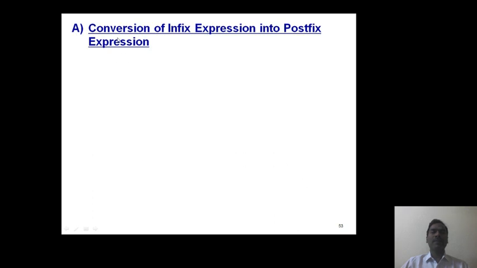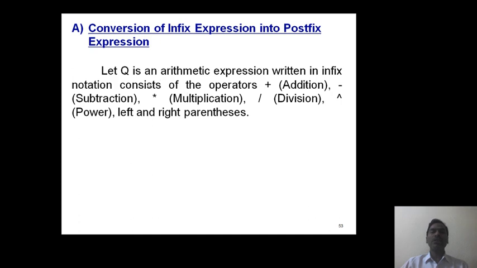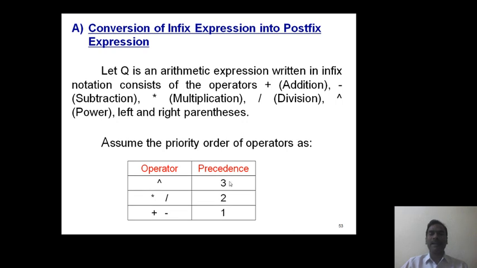Now observe the first stage, conversion of infix expression into postfix expression. Assume Q is an arithmetic expression which consists of operators like plus, minus, asterisk, division and cap symbols. In addition to these operators, left and right parentheses are also available. For these operators, assume the priority order as: cap symbol has highest precedence 3, asterisk and division have the same precedence 2, plus and minus have the same precedence 1.